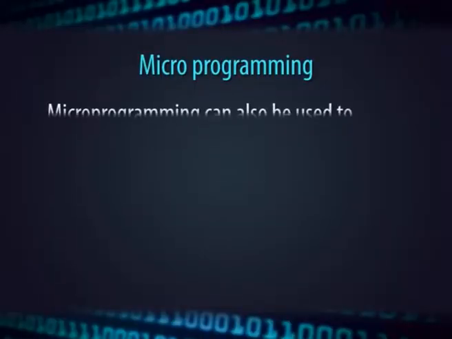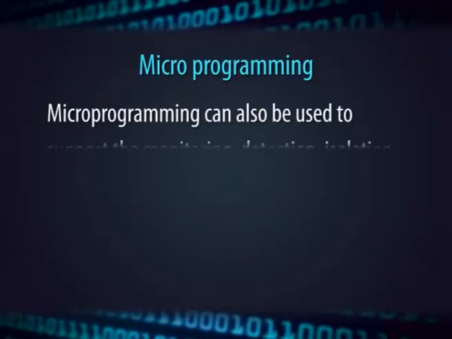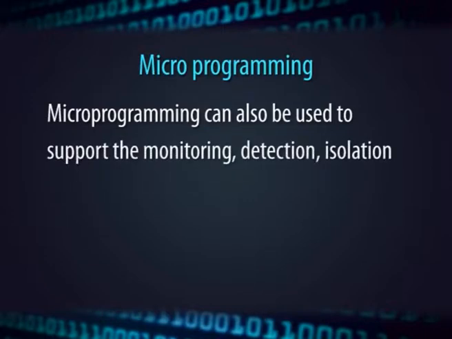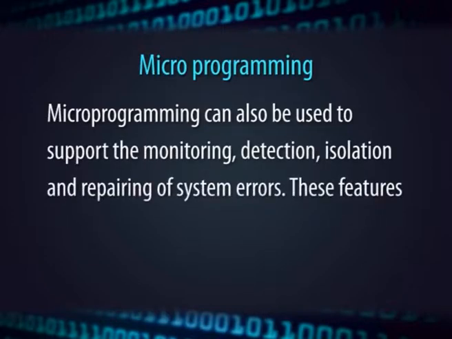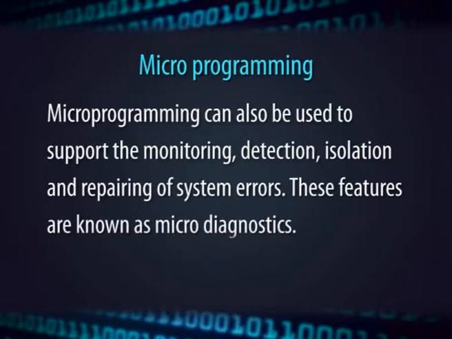Microprogramming can also be used, or was used, in the earlier microprocessors to support the monitoring, detection, isolation and repairing of system errors. These features are known as micro diagnostics. During the execution of the CPU, if a fault occurs, then the fault detection logic, fault isolation logic and self repairing of faults can be directly implemented as firmware, as a microprogram, using the microprogramming techniques.